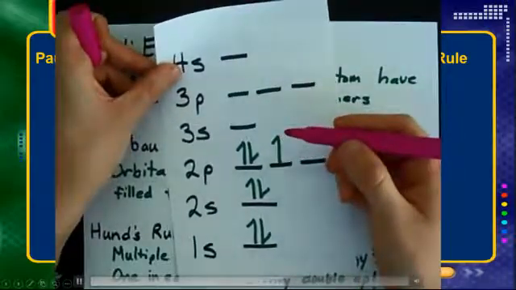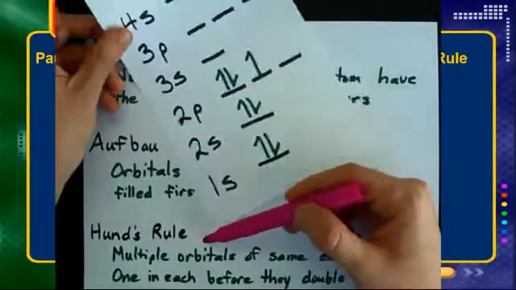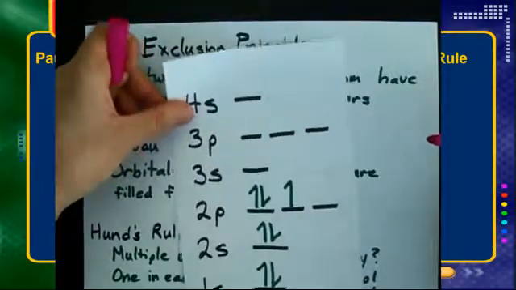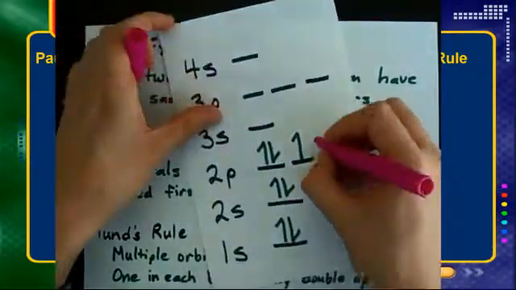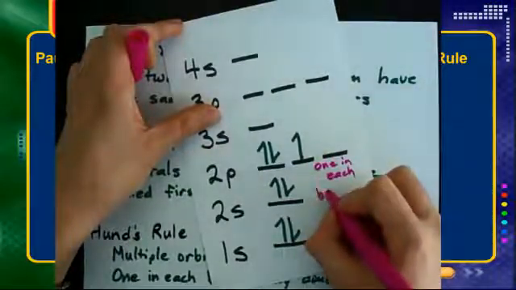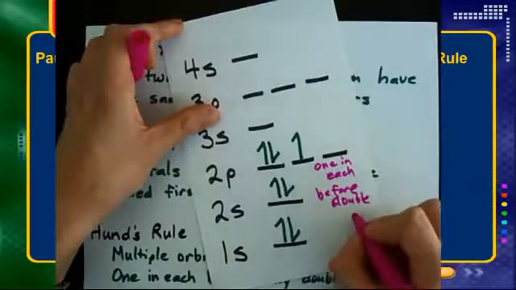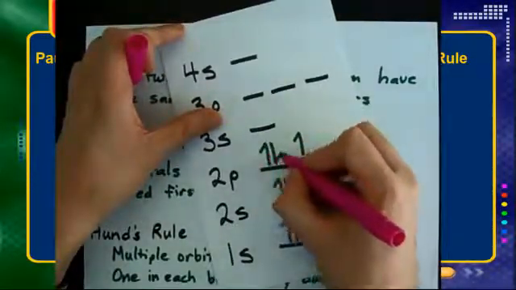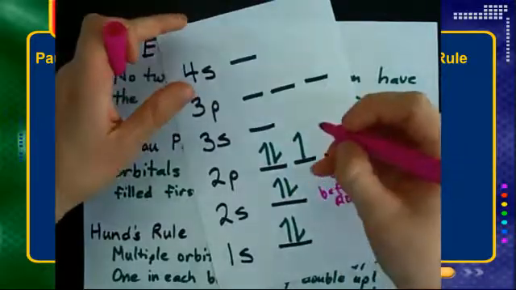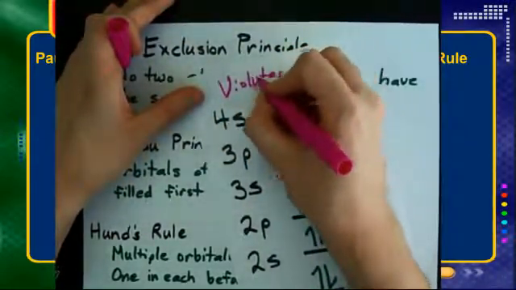What does this violate? Well, you can probably guess it violates Hund's rule, because it's the only one I haven't done so far. But take a look. You need one in each of these p's before you double up. That's the key here. 1 and 2 here, 1 here is 0. No, spread them out. This violates Hund's rule.